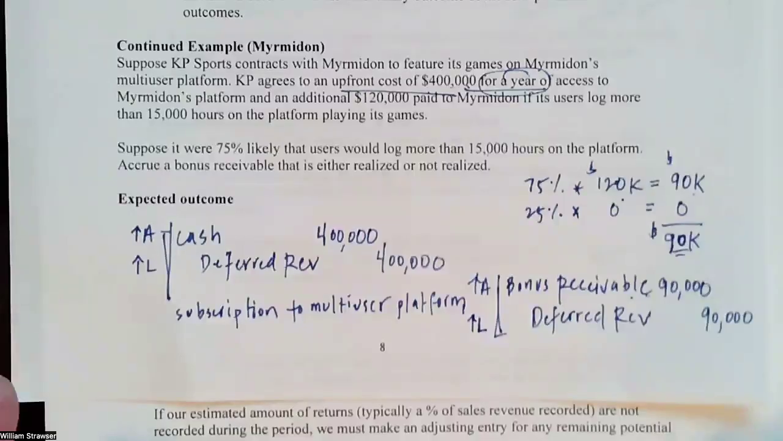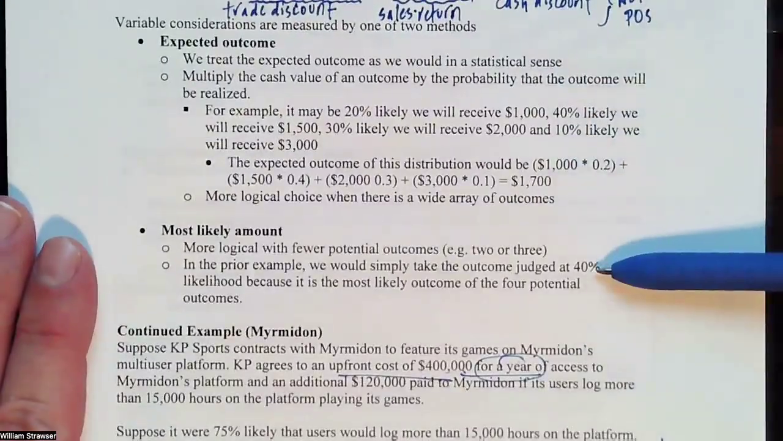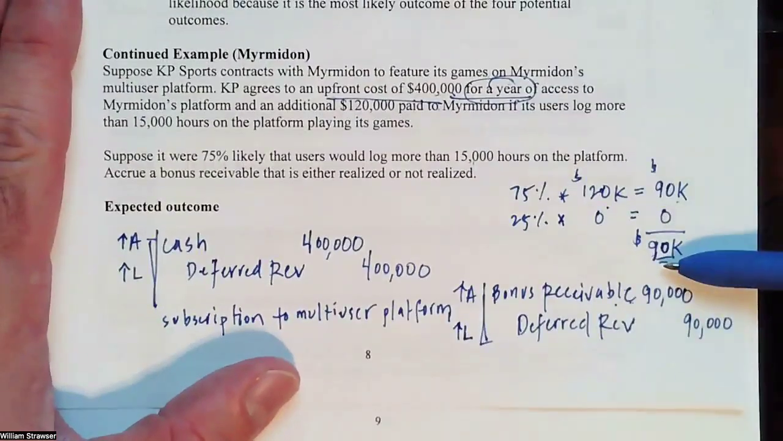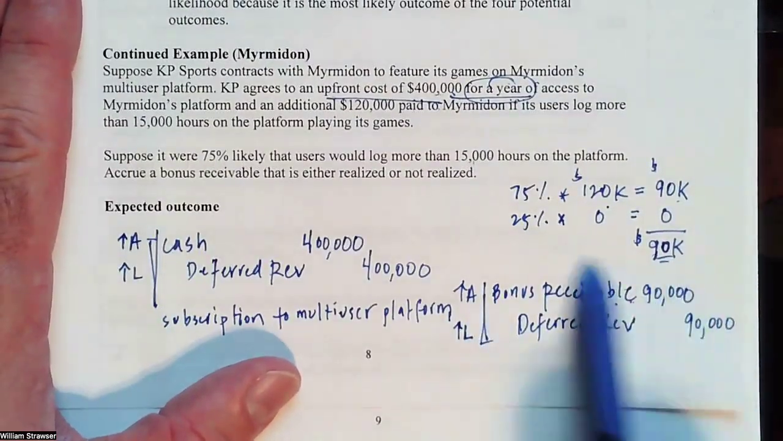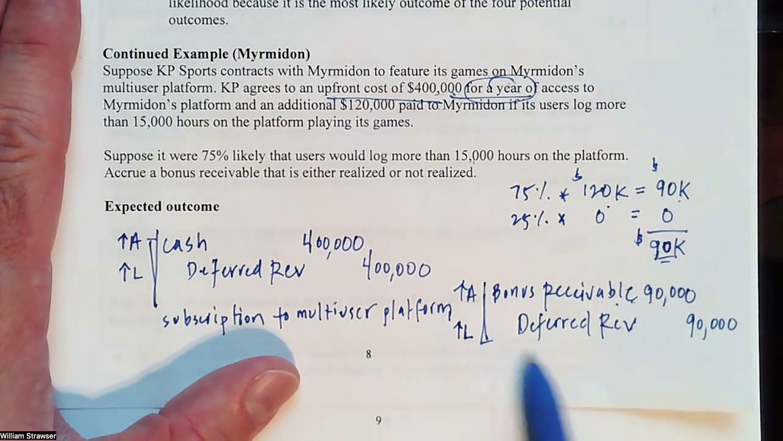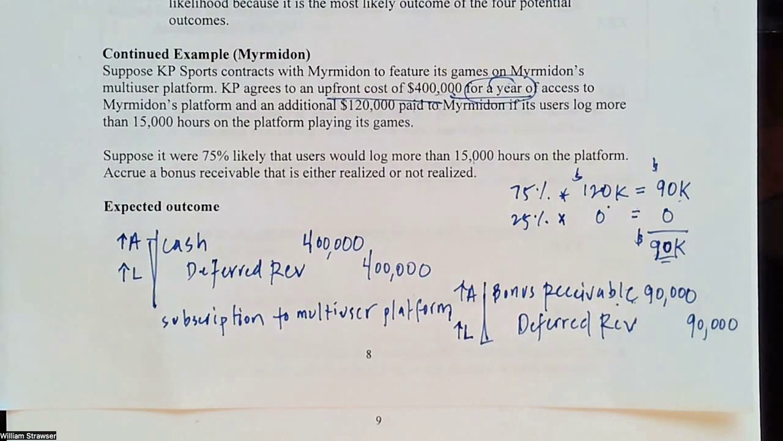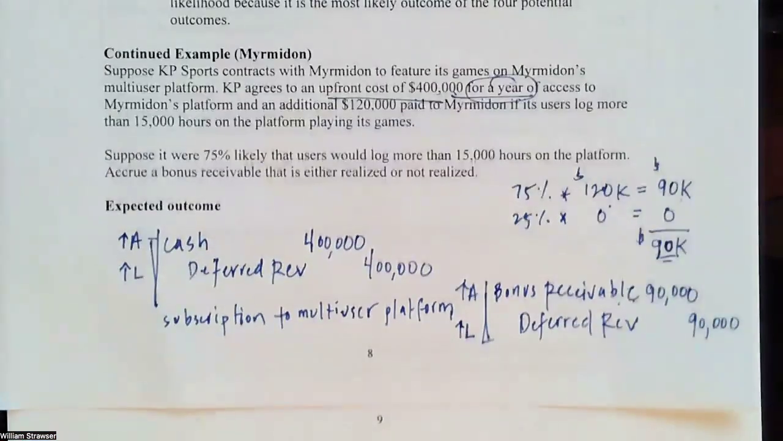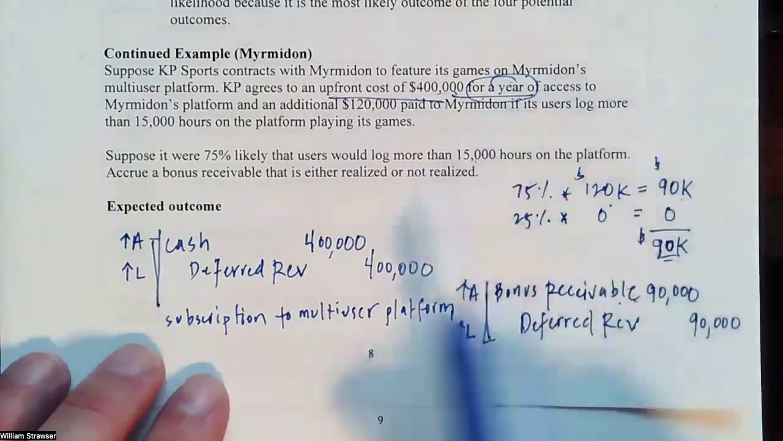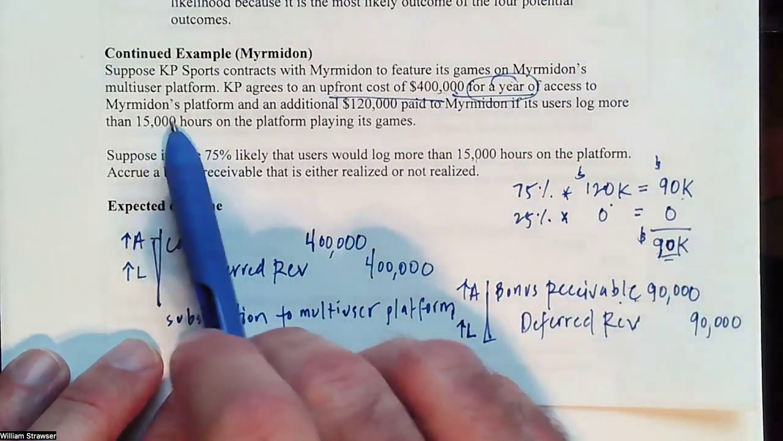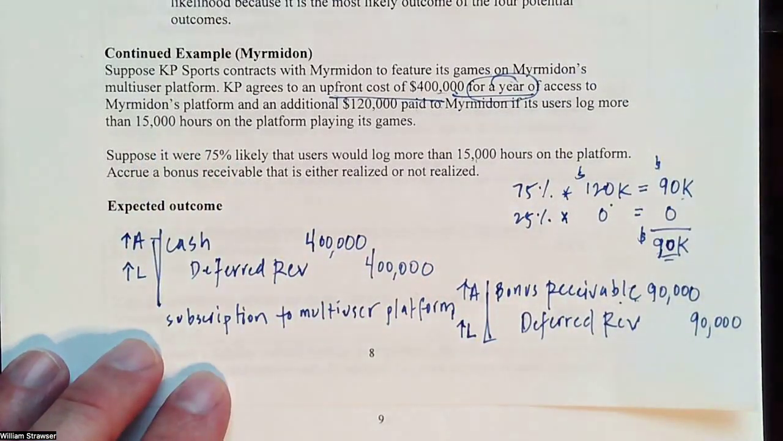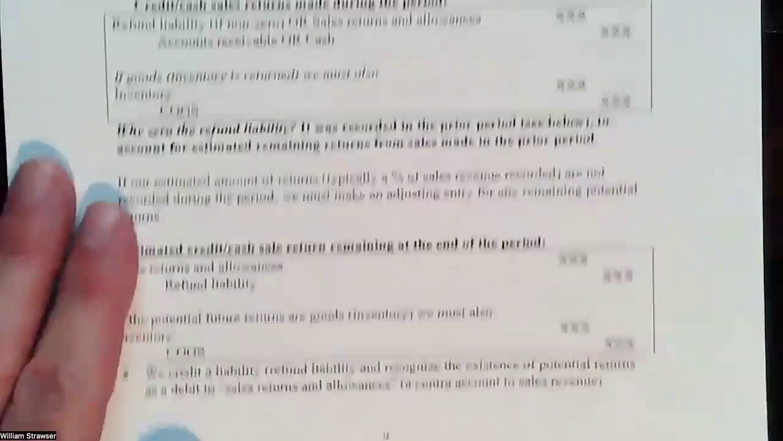What I want you to get used to right now is to just understand the difference, of course, between expected and most likely, understand how to apply them, and get your mind wrapped around this whole idea of a bonus receivable being tied to an uncertain outcome, and that represents deferred revenue to Myrmidon if KP Sports users are using this platform extensively. Okay.